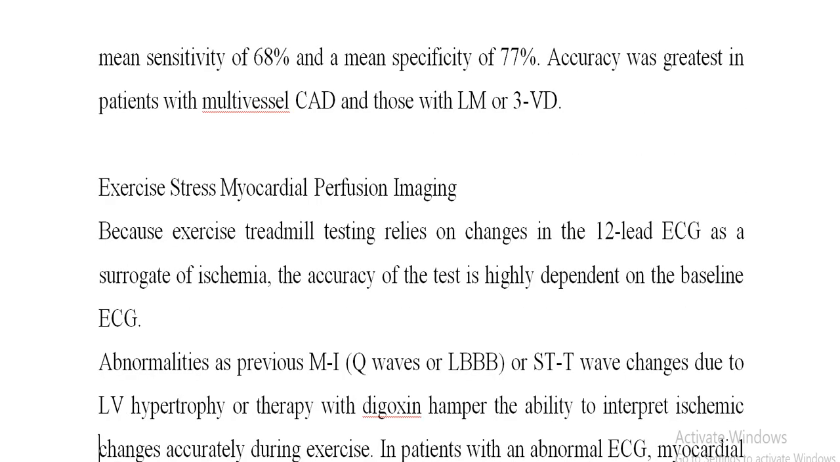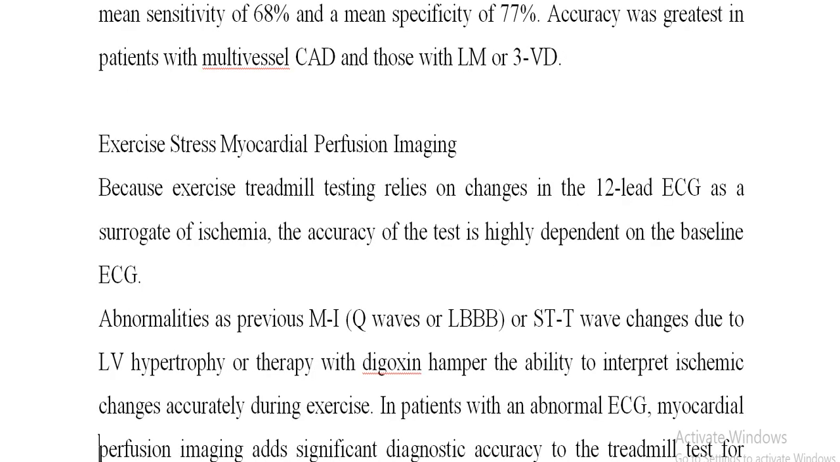Exercise stress myocardial perfusion imaging. Because exercise treadmill testing relies on changes in the 12-lead ECG as a surrogate of ischemia, the accuracy of the test is highly dependent on the baseline ECG. Abnormalities such as previous MI, Q waves or LBBB, or ST-T wave changes due to LV hypertrophy or therapy with digoxin hamper the ability to interpret ischemic changes accurately during exercise.